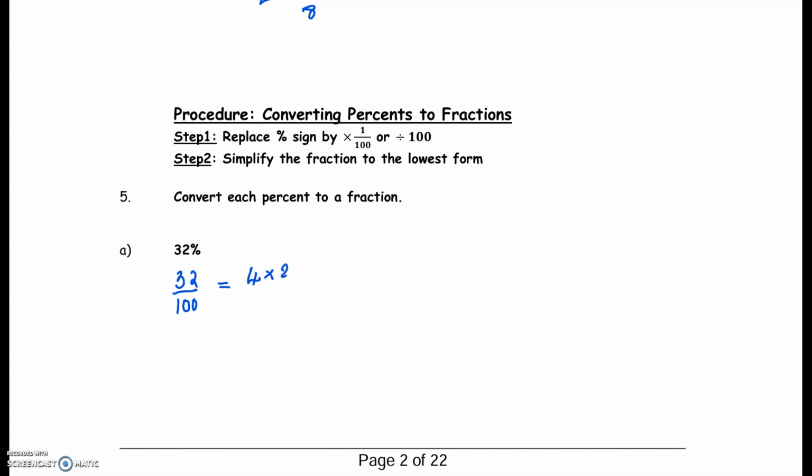4 times 8 is 32. 4 times 25 is 100. So the reduced fraction is 8 over 25.